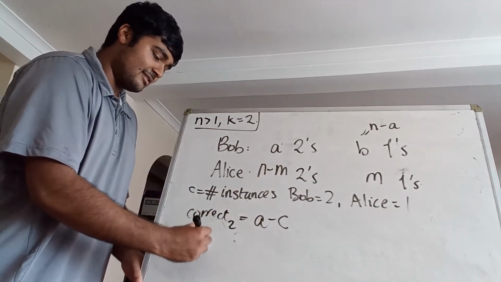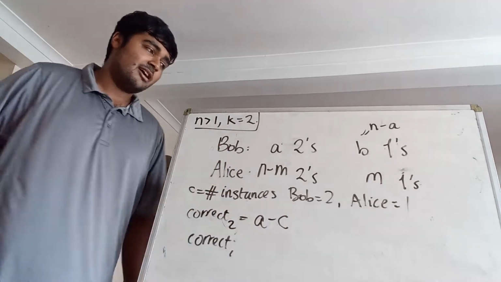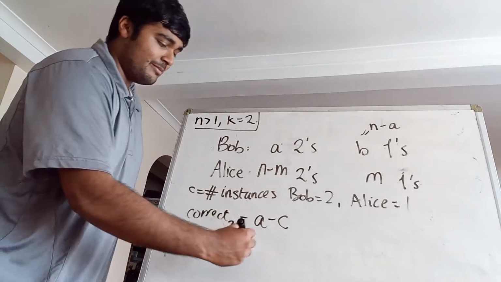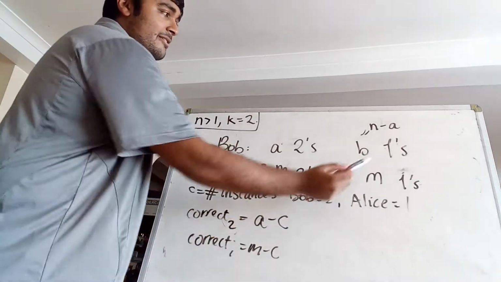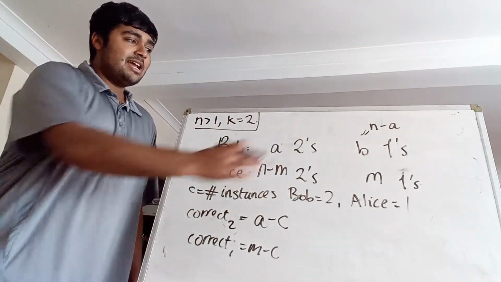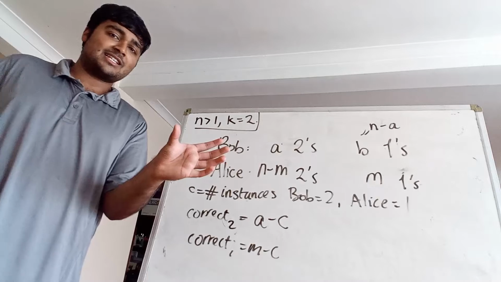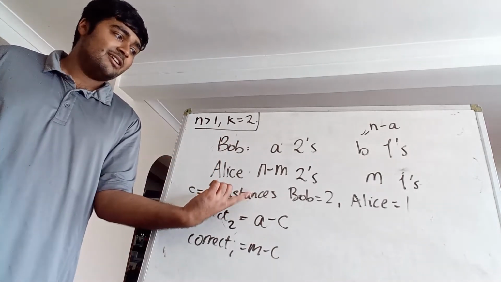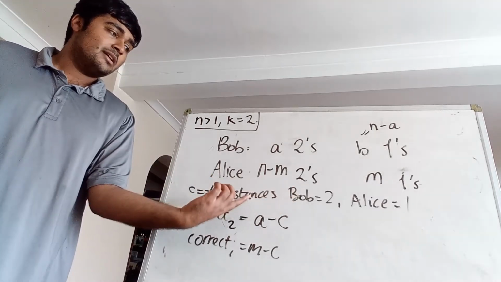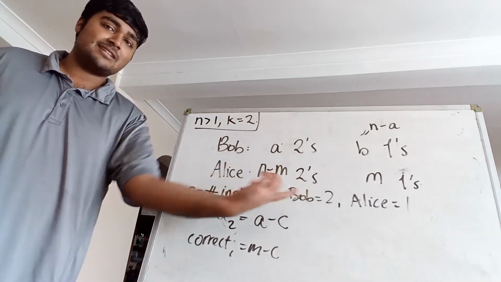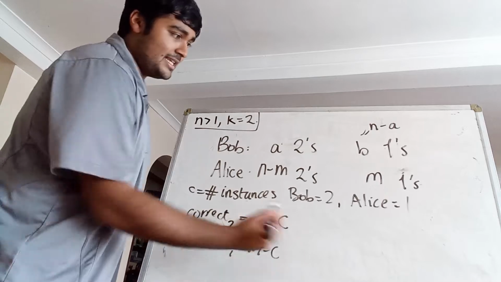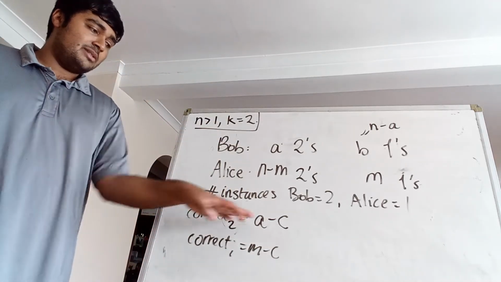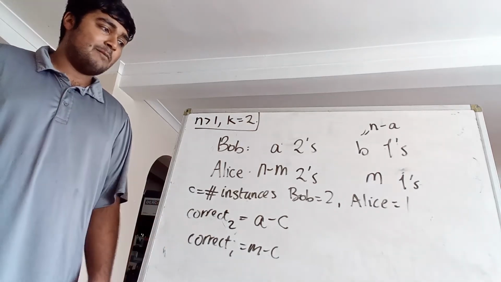And what is correct underscore 1, or subscript 1, i.e. the number of 1s in the correct position? Well, it's simply going to be M minus C, because M here is the number of 1s in Alice's code, and we can split that up into the 1s guessed correctly and the 1s guessed incorrectly. We know there are precisely C that Bob guesses incorrectly, where Alice has 1 but Bob has guessed 2, therefore there must be M minus C where Bob has guessed 1 and Alice has a 1. So we have correct 2 is A minus C, and correct 1 is M minus C.